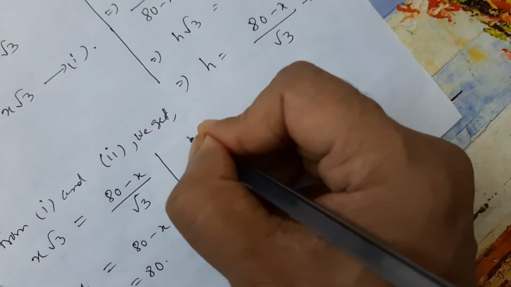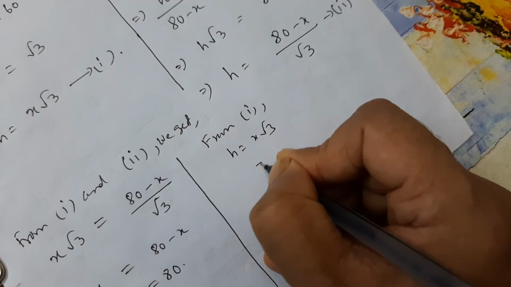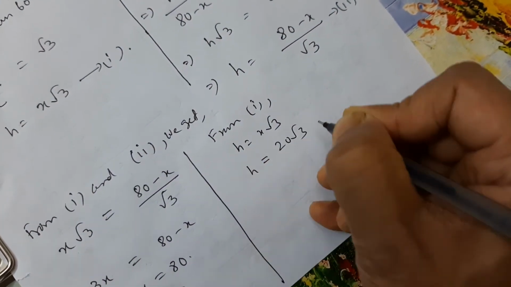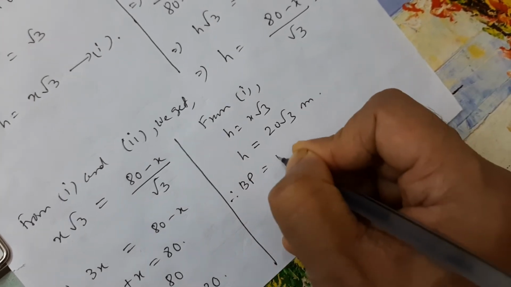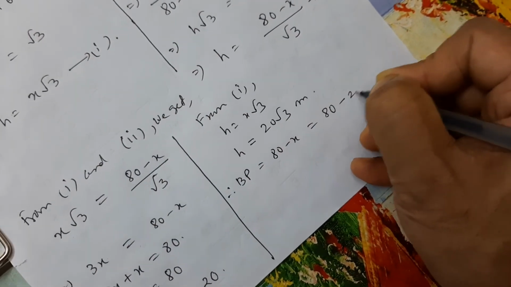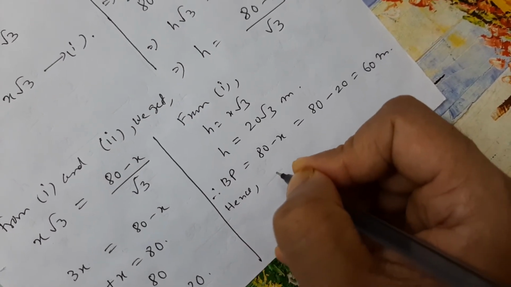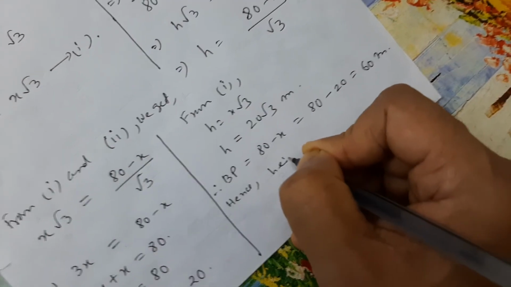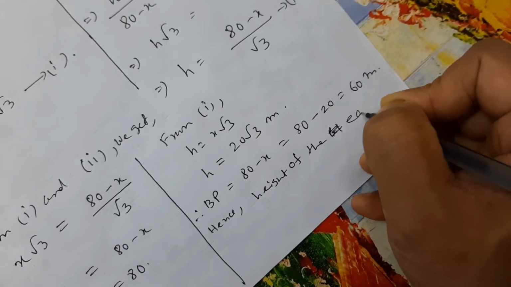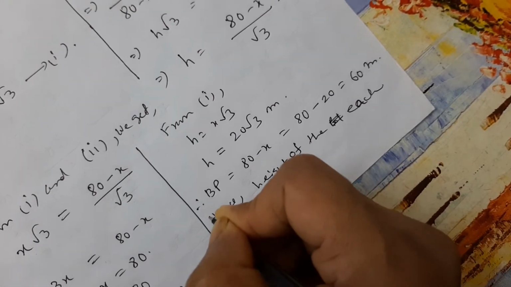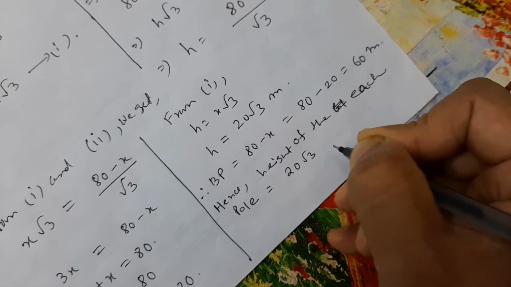Now from equation 1, h is equal to x root 3 and x is 20, so h is 20 root 3 meter. And BP equals 80 minus x, which is 80 minus 20, equal to 60 meter. So hence the height of each pole, h, is 20 root 3 meter.